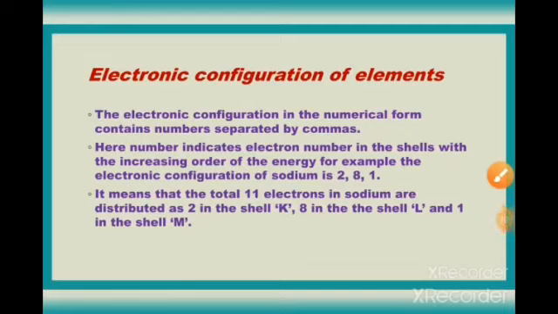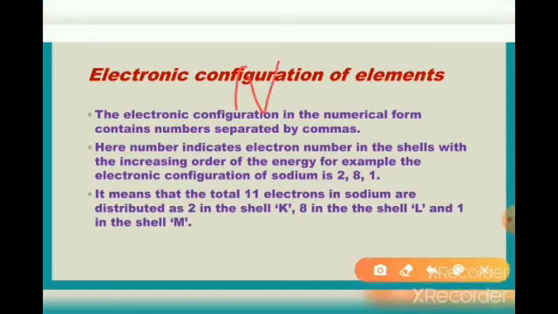Electronic configuration in numerical form contains numbers separated by commas. Here the number indicates the electron number in the shells, in increasing order of energy. For example, the electronic configuration of sodium is 2, 8, 1, so Na is 2, 8, 1, denoted by commas. It means that a total of 11 electrons in sodium are distributed: 2 in the K shell, 8 in the L shell and 1 in the M shell.